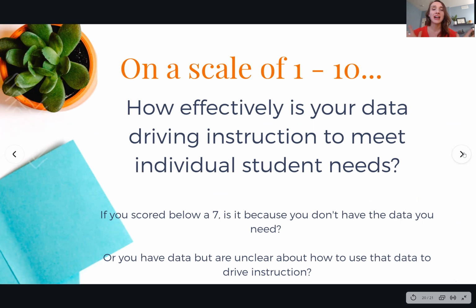So I want you to take a moment, with a lot of information that I threw at you very quickly. On a scale of 1 to 10, I want you to think for a moment, how effectively is your data driving instruction to meet individual student needs? And if you scored yourself less than a 7, is it because you don't have the data you need, either your program's not providing it, or you haven't had an opportunity to gather that data, or is it because you do have the data, but you're unclear how that data is actually driving instruction? So I want you to think about that.